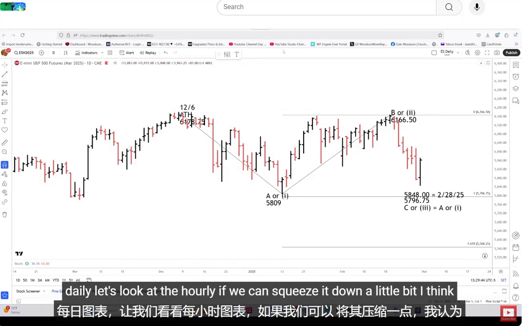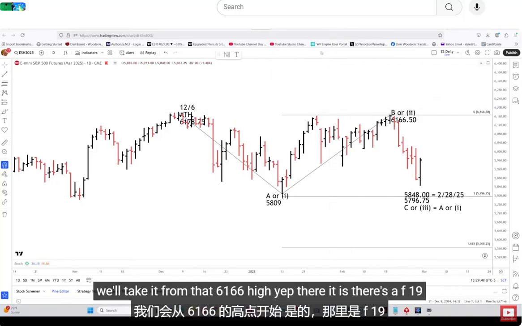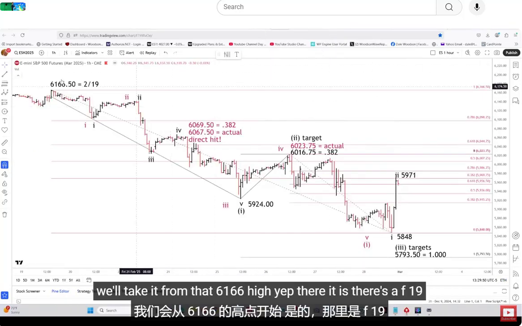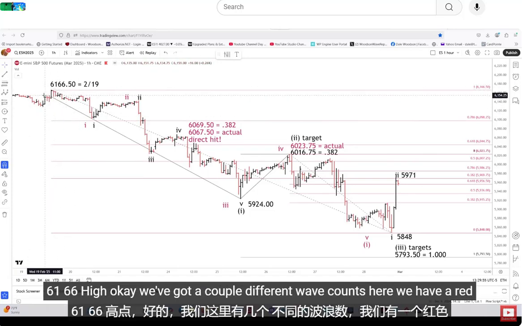Let's look at the hourly if we can and squeeze it down a little bit. I think we'll take it from that 61.66 high. Yep, there it is. There's a Feb 19 61.66 high.